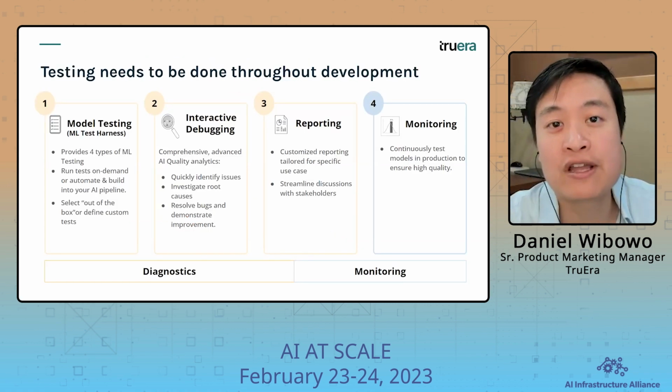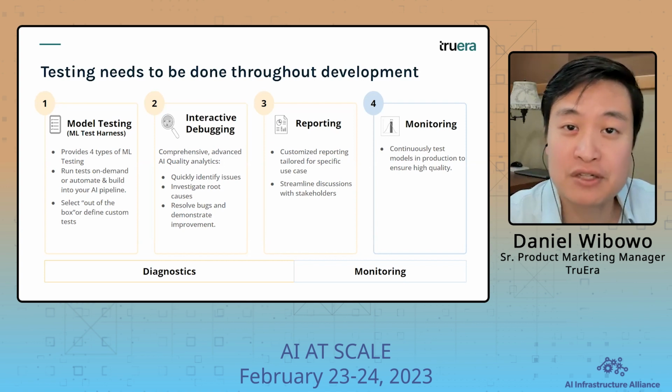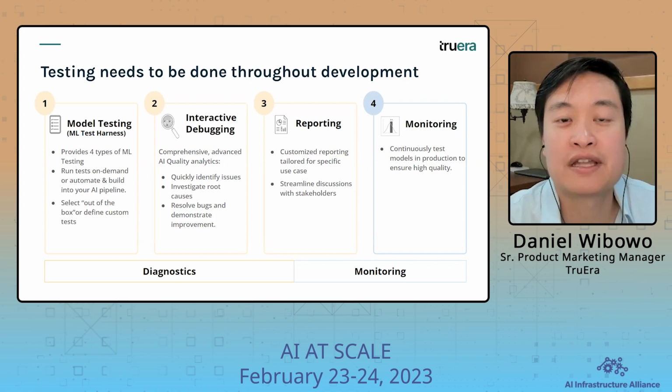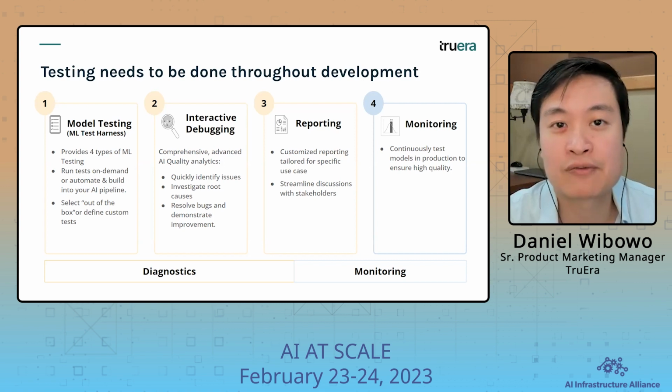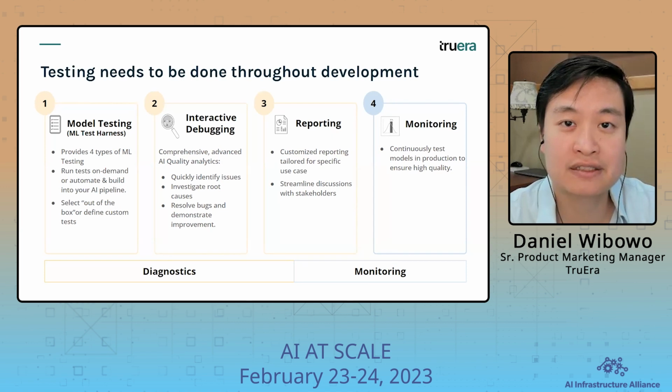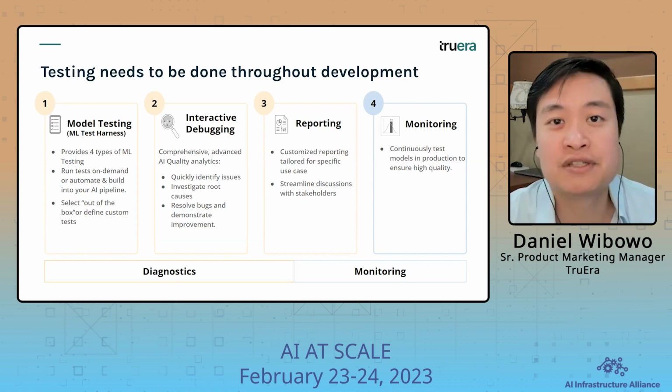So at what point should you be doing ML model testing? You should be doing your testing at all points in your workflow. I've highlighted a quick overview of a nice workflow here when it comes to model development: ML model testing, then you want to debug the root cause and the problems, reporting it out, and then monitoring. Across all these points, you want to be doing your testing.